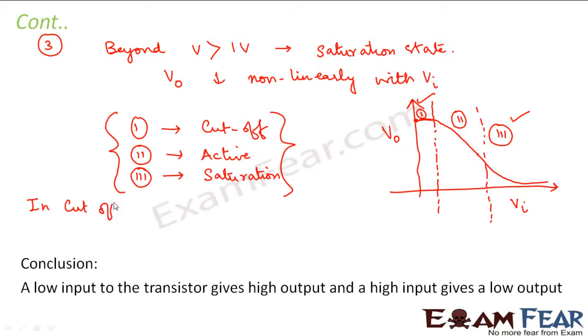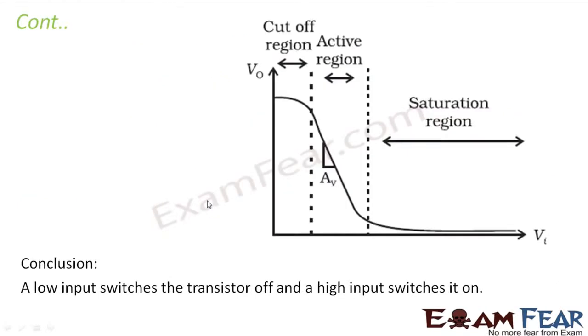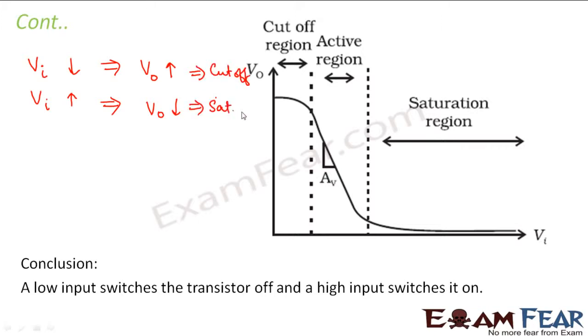Why is it so? So what do we see from this curve? We could plot this curve based on our explanation. We saw the value of the output voltage in the three different regions. We see that when the value of V input is very small, the value of V output is very high. Again, when the value of V input is very high, the V output becomes very less. So this is the cutoff region and this is the saturation region.